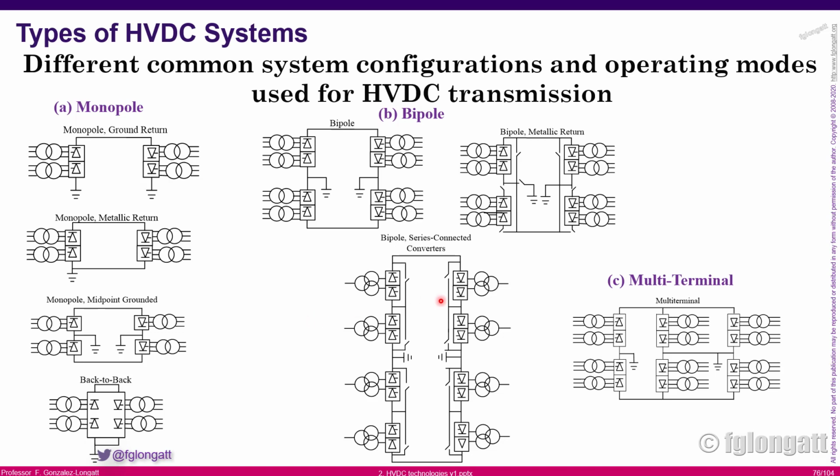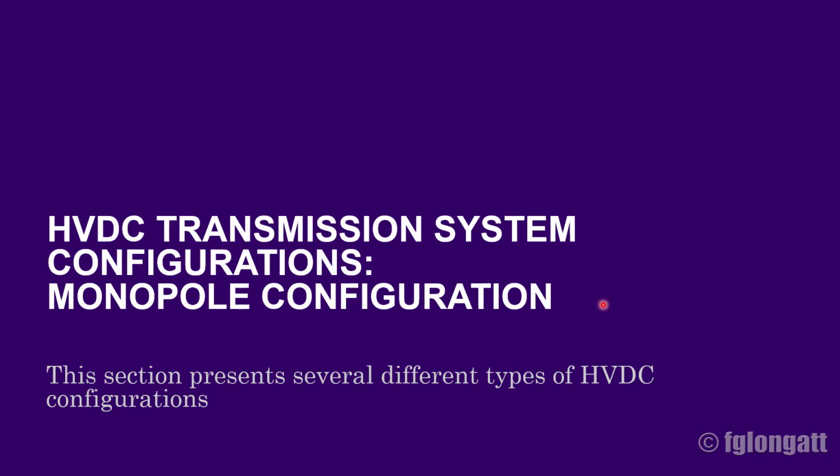And finally here on the left-hand side with the letter C, you can see a multi-terminal configuration. Multi-terminal configuration is probably the most recent configuration. It's basically when we use a resistive network to interconnect multiple sources, okay? And the multi-terminal configuration can be 3, 4, 5, 6 poles depending on the converter station, depending on the configuration, okay?